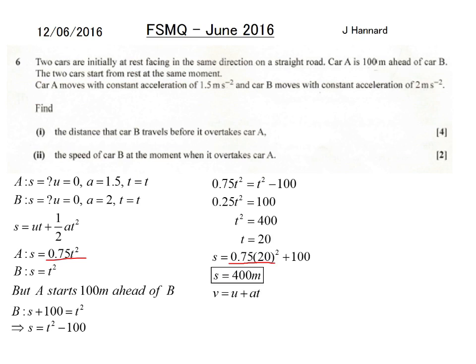V equals U plus AT for the speed, because that's the second part, the speed of B at the moment when it overtakes car A. So V equals 0 plus 40, therefore V is 40.